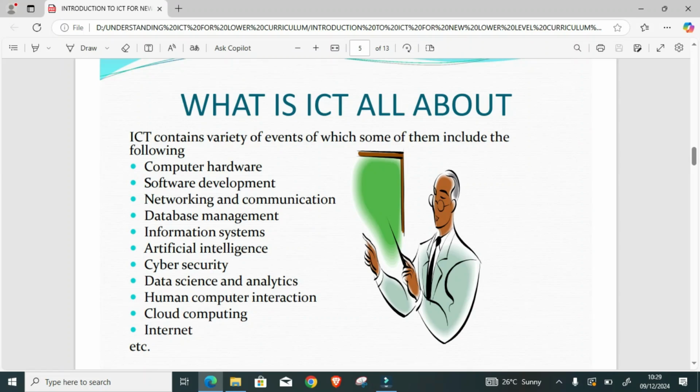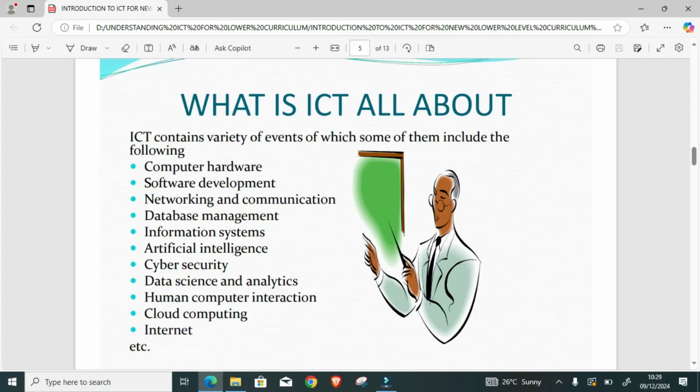The next one is now, what is ICT all about? Information and communication technology. So information and communication technology has a variety of things, of which I managed to just put some so that someone can really see. One, we have a computer hardware.